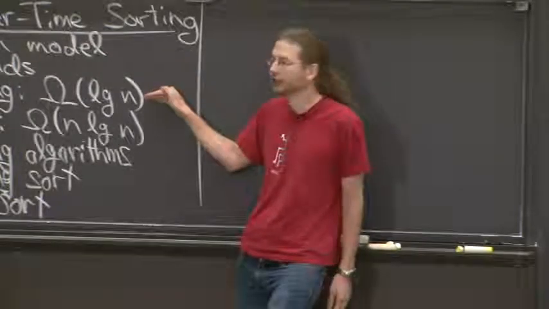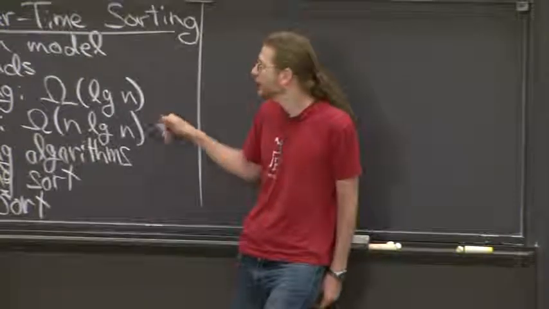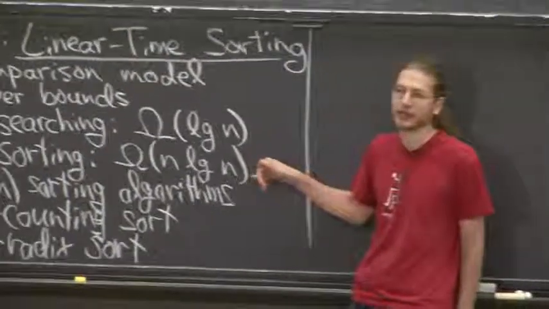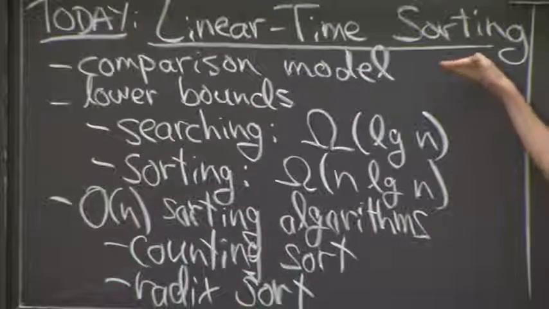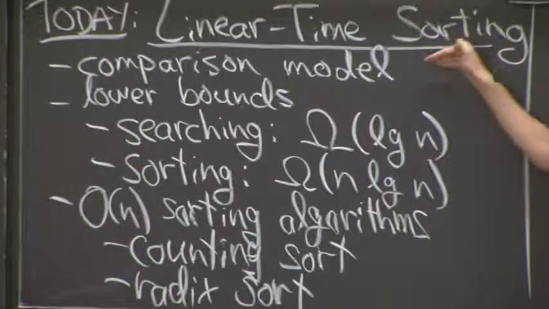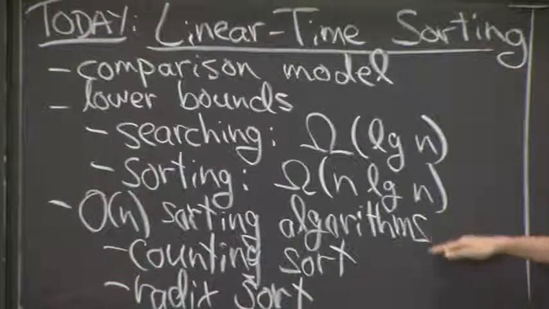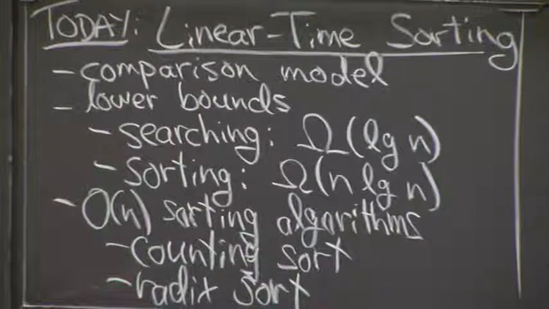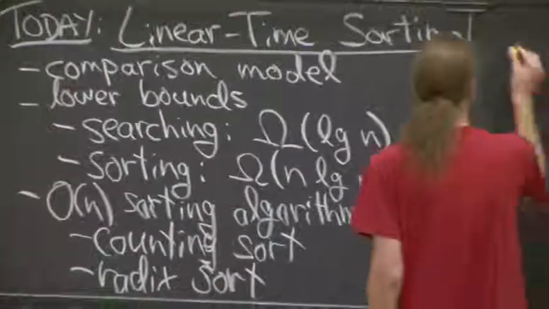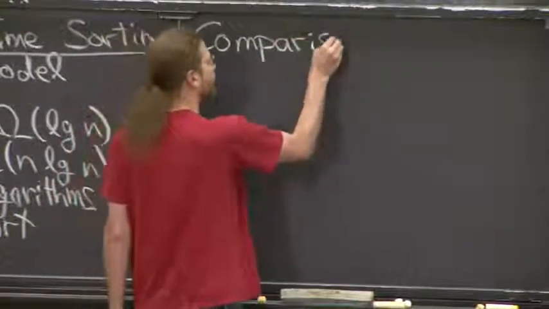One is that searching requires log n time. This is basically binary search is optimal. And the other is that sorting requires n log n time. This is that merge sort is optimal. And then we're going to break outside of that comparison model, work in a different model of computation, our more usual RAM model, and show that in certain situations we can get linear time. So that's the plan. Let's start with this comparison model.